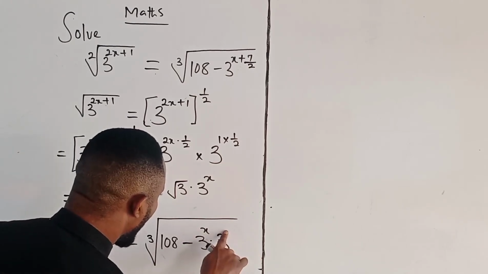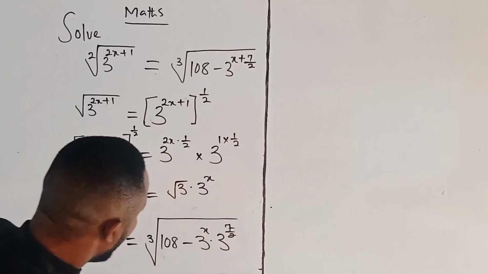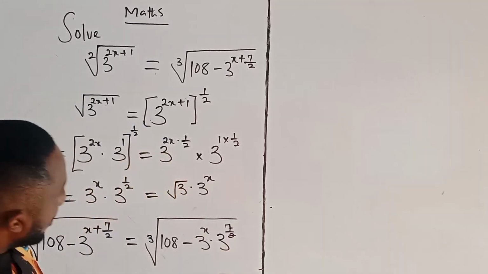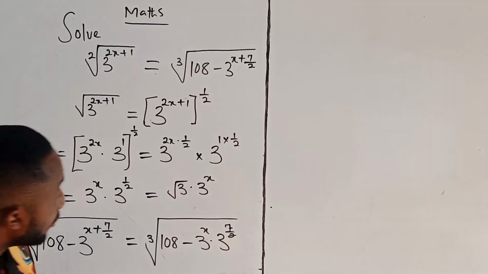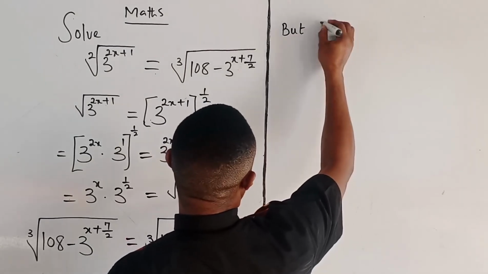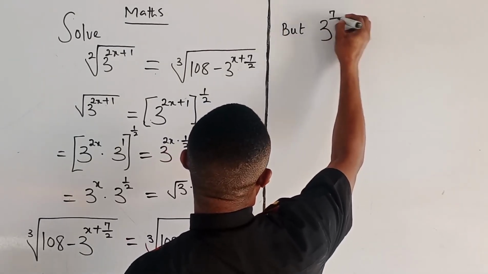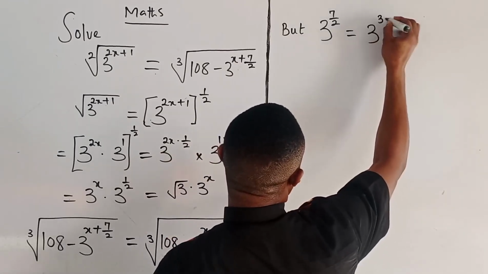This board is quite small. 3 to the 7 upon 2. So it's better like this. Now, 3 to the 7 upon 2, or 3 raised to the power of 7 upon 2, we can actually say is the same thing as 3 to the power of 3 plus half.